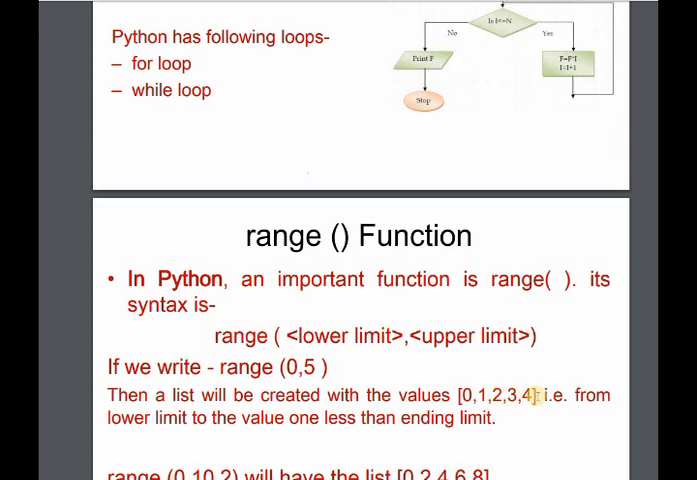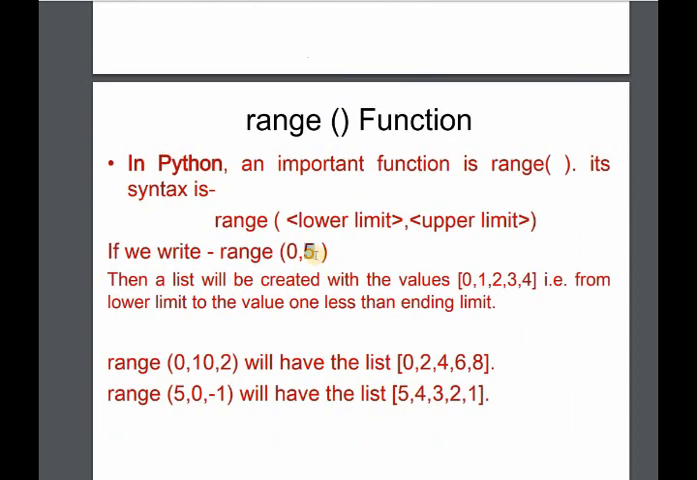So 0, 1, 2, 3, 4. These are the 5 values. Start from 0 and end with n minus 1. Suppose it is n, it will work till n minus 1. So that is called the range function. And if a third argument is present over there, then suppose 0, 5, 2. It will start from 0 and move till 5 minus 1, but the interval is 2. For example, range 0 to 10, 2 will give 0, 2, 4, 6, 8.